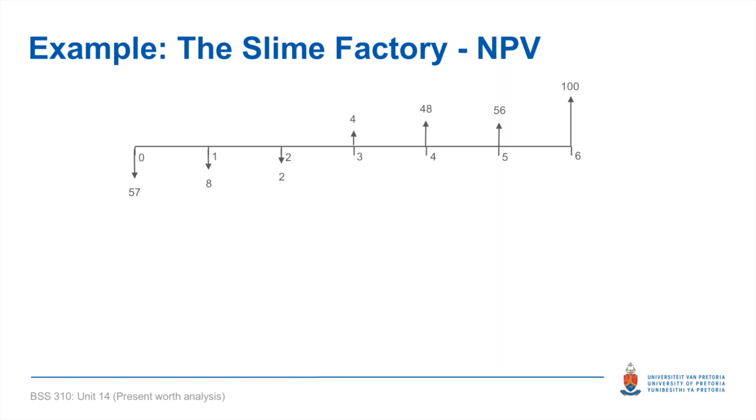Why is it necessary to calculate a net present value? Why can't we just look at this cash flow diagram and see whether the project is financially feasible or not? I mean, after all, if we add up all these numbers, we end up with a positive 141,000. So isn't it just fair to say that this project made us 141,000 Rand?